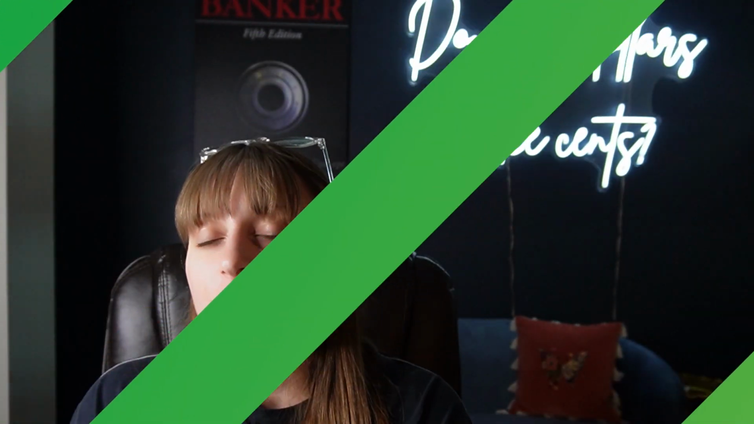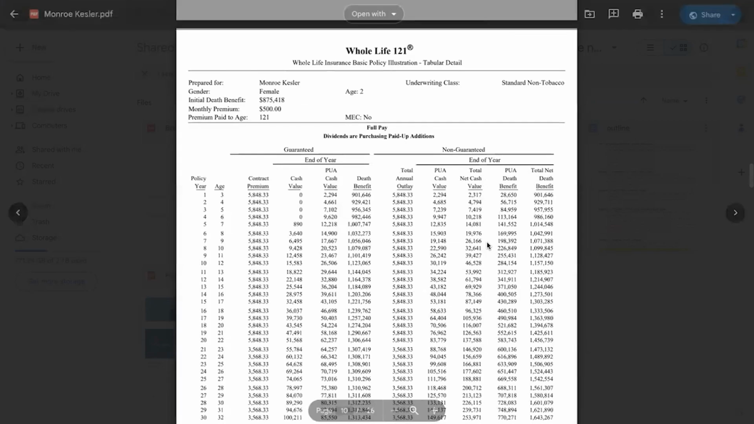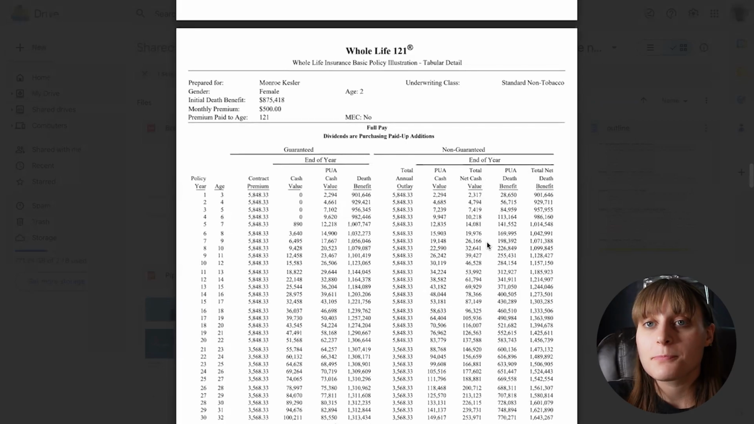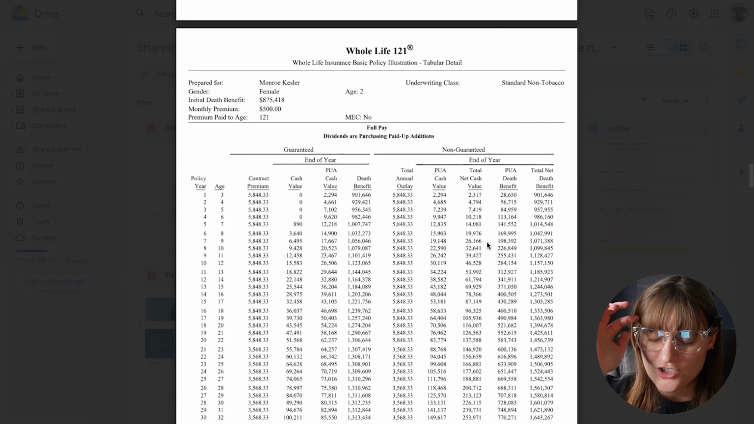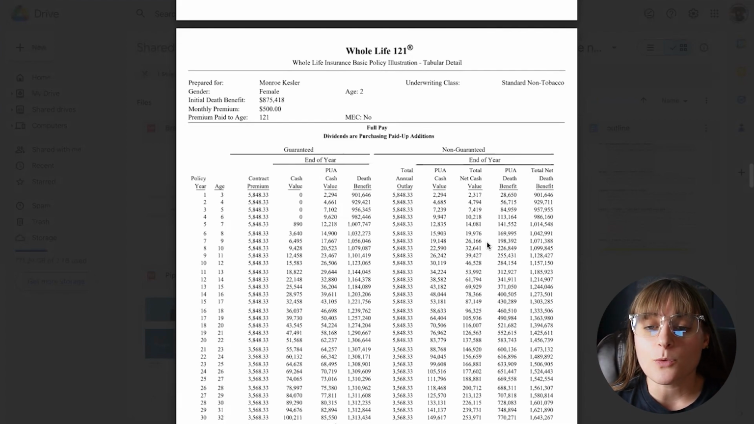So I kind of want to walk through a few different scenarios of how a policy can be designed differently for one's needs and goals of what they're trying to accomplish. So here's the first one I want to talk about. These are all real life scenarios, but I'm not showing my clients' illustrations for this, just because I want to show y'all some other scenarios as well. But my first one here, I named it Monroe Kessler.